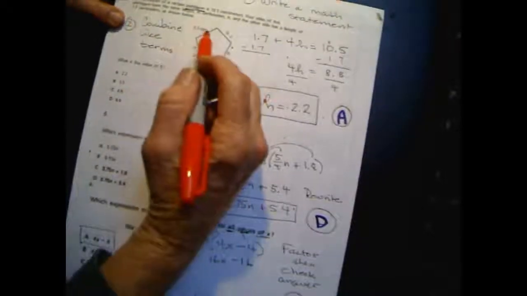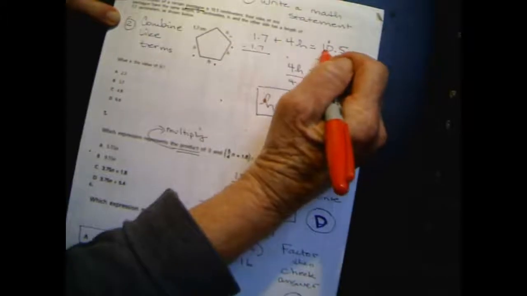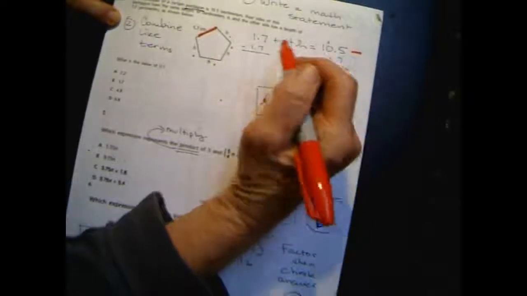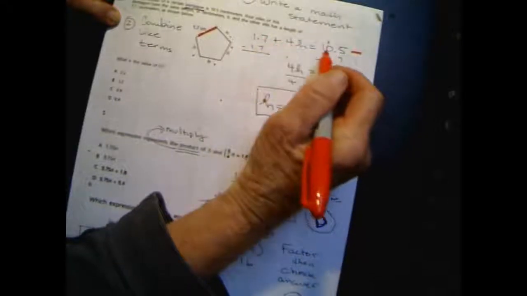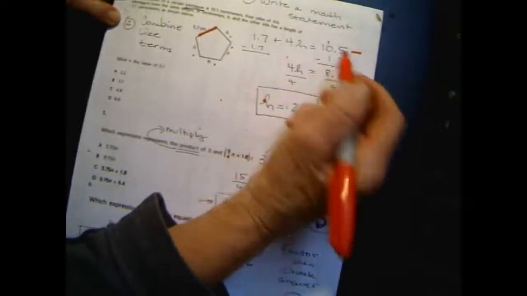Moving along, this was our famous pentagon problem. Remember, a pentagon has 5 sides, and it tells me that the perimeter, that means if I add all these sides up, the perimeter is going to be equal to 10.5. So I set up my statement right here. So there's just one side that is 1.7. The rest of the sides, h plus h plus h plus h plus 1.7 equals 10.5. So if I have 4 h's and one 1.7, if I add them all up, I get 10.5.